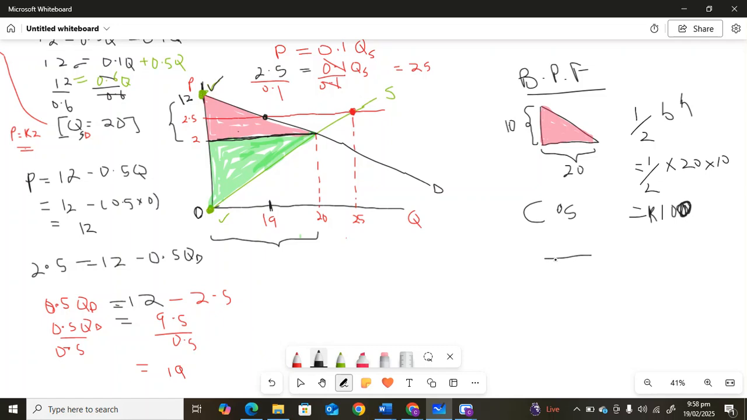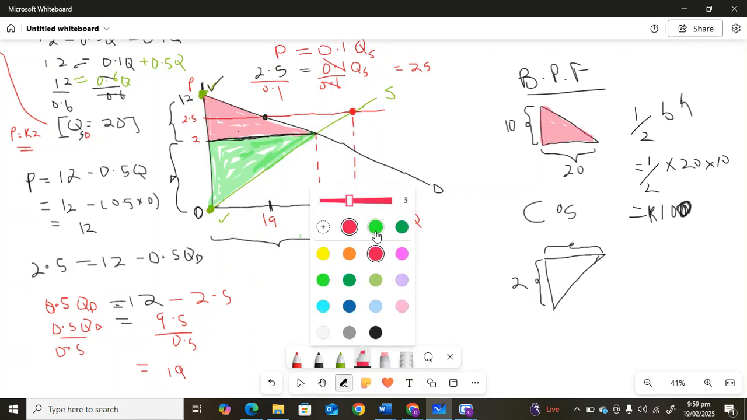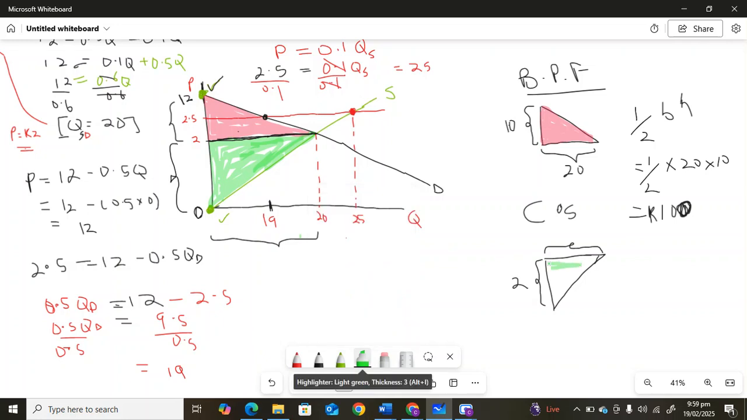Let's also get the producer surplus before the price floor. So on the producer surplus, what is the height? Refer to the graph there. What is the height? It's 2, because we're moving from 0 to 2 here. So 2 minus 0, that is 2. And what is the breadth or the length? It's 20.